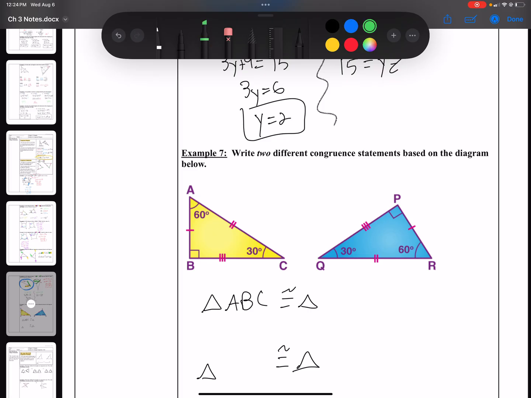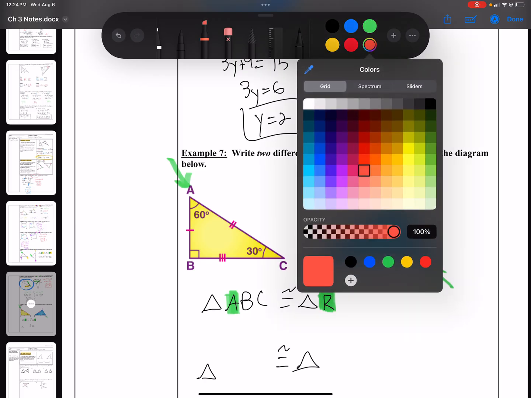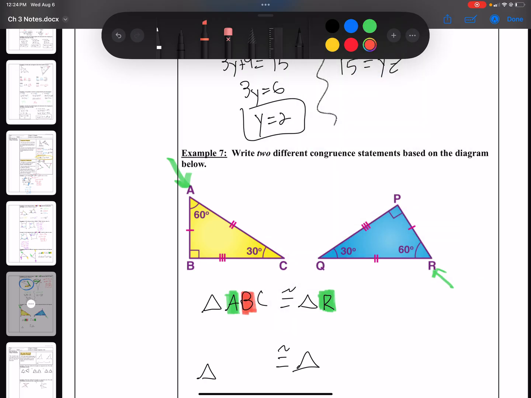Because I started off with A, which has a 60-degree measure. What has 60 degrees over here? R, which means R has to be first. Then we said B. What was the measure of B? Well, the measure of B was 90 degrees. It was a right angle. What was the right angle over here? P, which means P has to be next. And then last, angle C was 30, and so was angle Q.